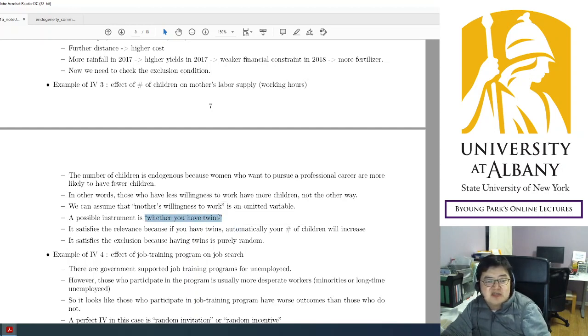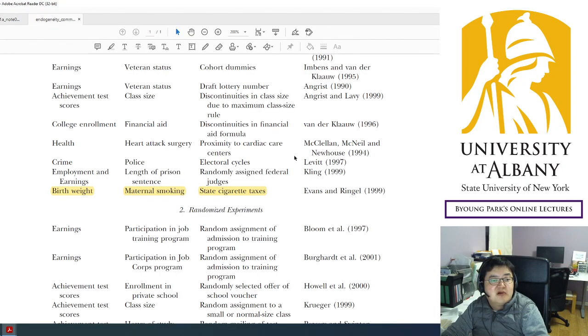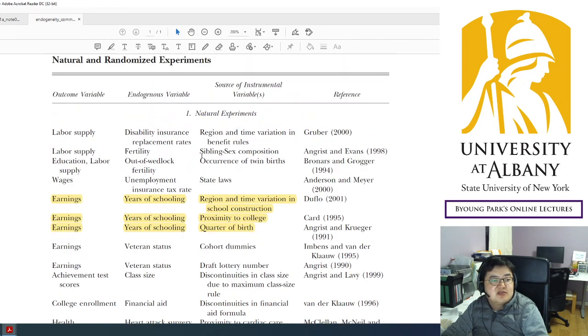But the problem is that the number of observations that have twins is too small in the data. So that's another problem. But the variable itself satisfies the assumptions very nicely. And another interesting example is given by sibling sex composition. So Angrist and Evans, this idea is really, really interesting.